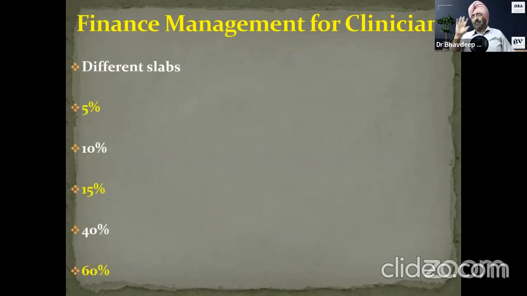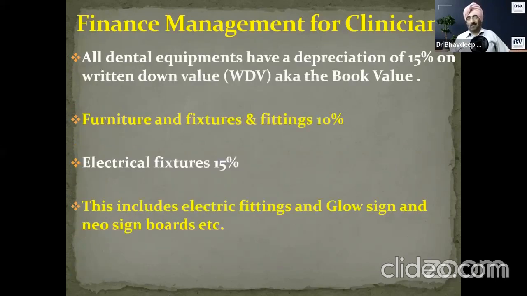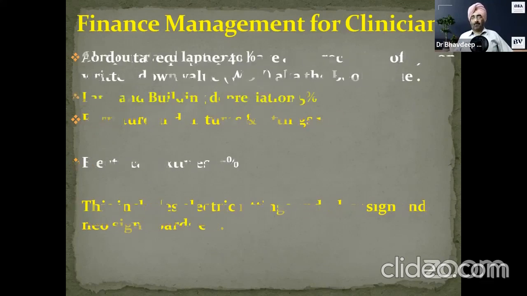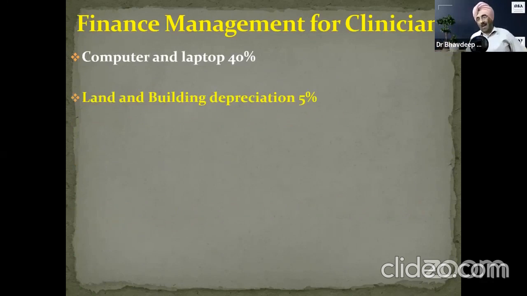Now, there are different slabs for it: 5, 10, 15, 40, 60. Again, it is easier to tell it verbally, but difficult to explain when you have to calculate it. So all dental equipment, medical equipment would have a written down value of approximately 15% unless specified otherwise. All furniture and fixtures and fittings come at 10%. All electrical fixtures come at 15%. Electrical means all your fittings, switches, fans, glow signs, neon sign boards, everything that runs with electricity will have 15%. Your computer and laptop, 40%, your land and building at 5%.